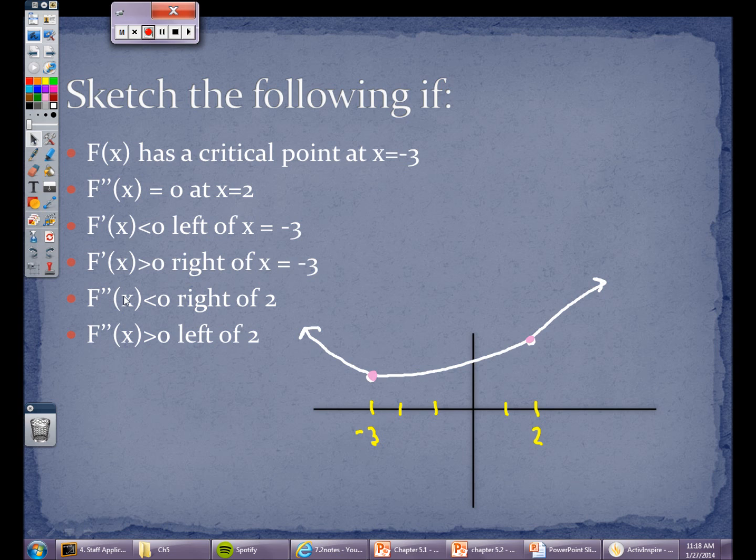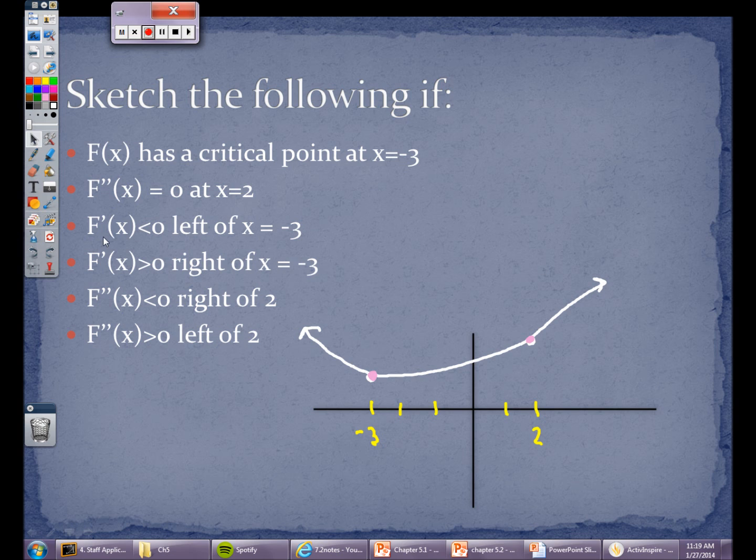Jumping down to the next to last bullet, if f double prime is less than 0 to the right of 2, that tells me my graph is starting to go concave down. F double prime is greater than 0 to the left, that tells me that's concave up. So the graph is changing from concave up until it hits my inflection point into concave down.